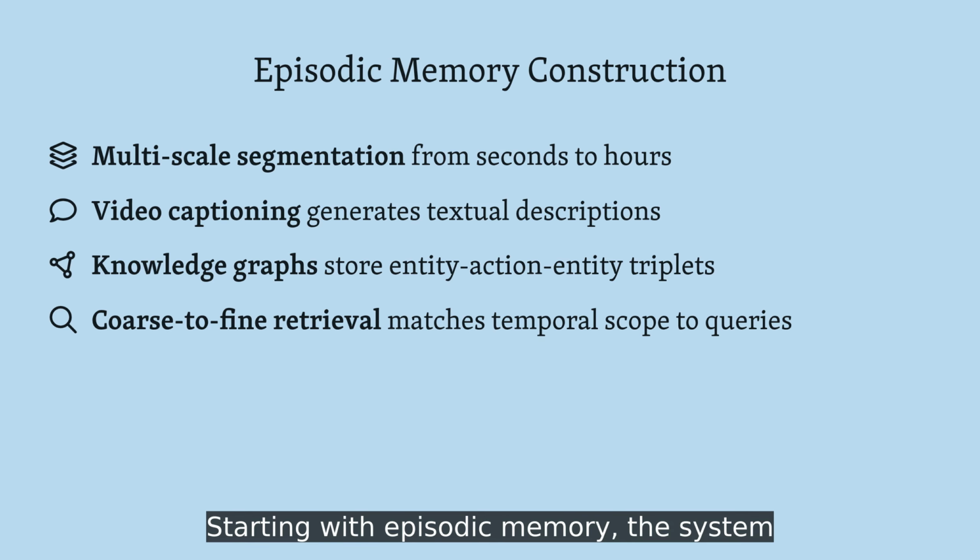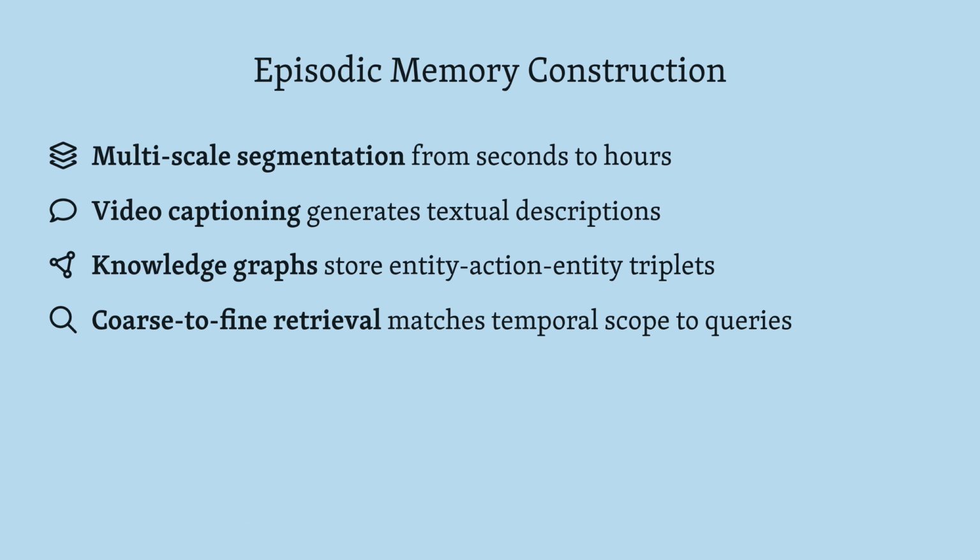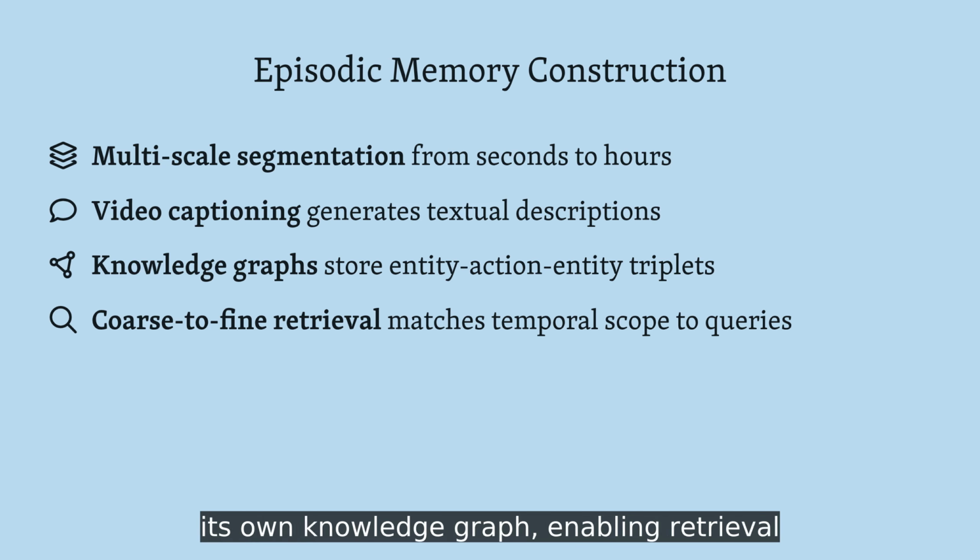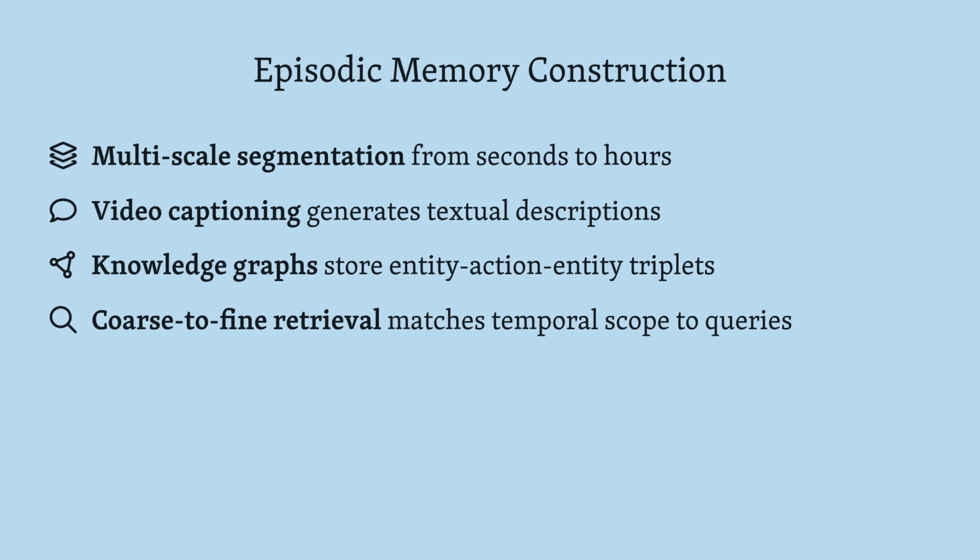Starting with episodic memory, the system divides videos into segments at multiple temporal scales simultaneously. Each scale creates its own knowledge graph, enabling retrieval at the appropriate temporal granularity for different types of questions.